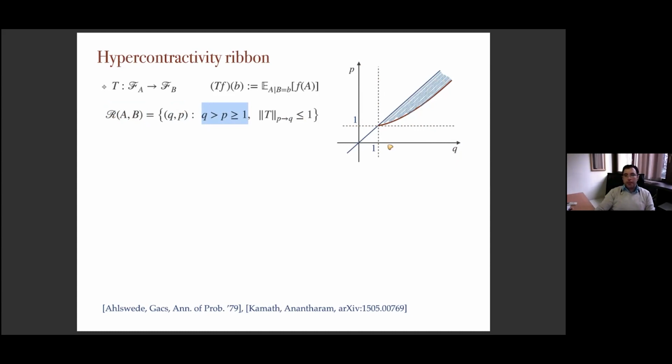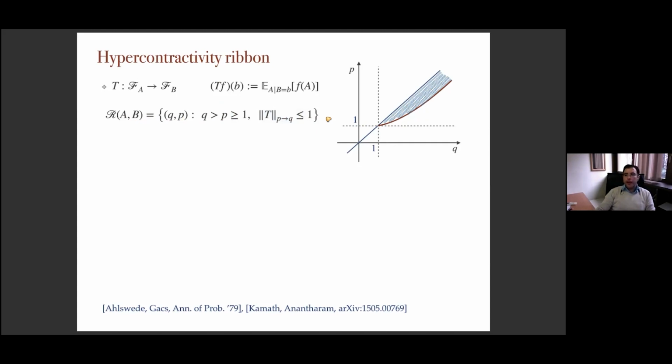And then I'm interested in sets where Q is greater than P, because other values trivially hold, so I exclude them. And then I will come up with a set, and that set is going to be my hypercontractive ribbon. It's a ribbon because usually the shape of this set would be of this form. It's called hypercontractivity because it's related to the hypercontractivity inequalities.